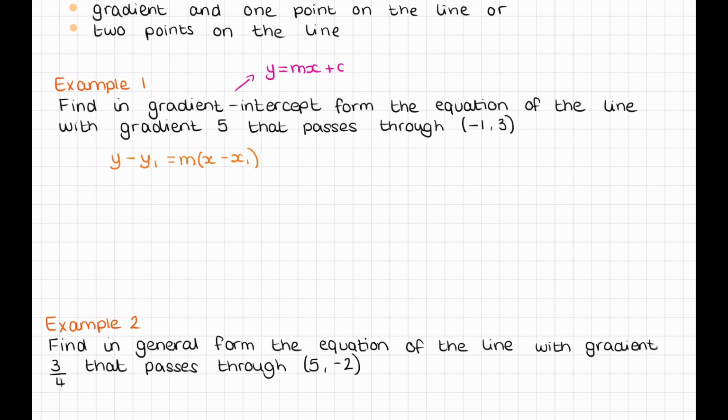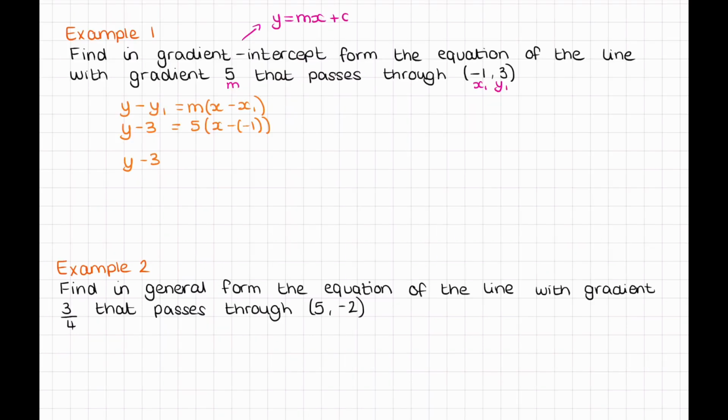So I have a gradient of 5, which means my m is 5, and I have my point. So that will be my x1 and y1. And let's sub that in. We get y minus 3 equals our gradient, which is 5, bracket x minus negative 1. Here then I'm just going to simplify inside the bracket. Because we have a minus minus 1, it becomes a plus 1.